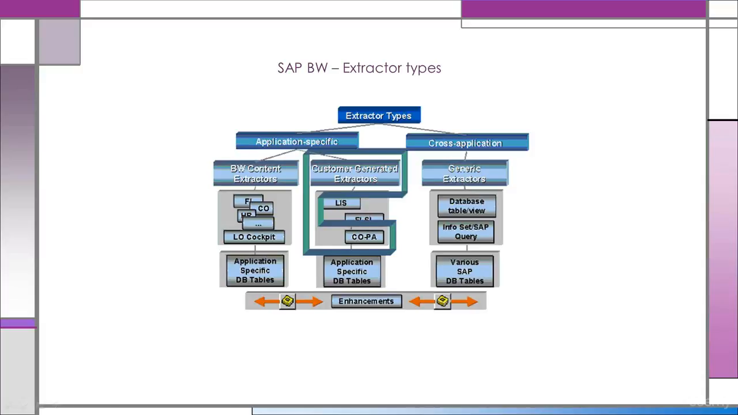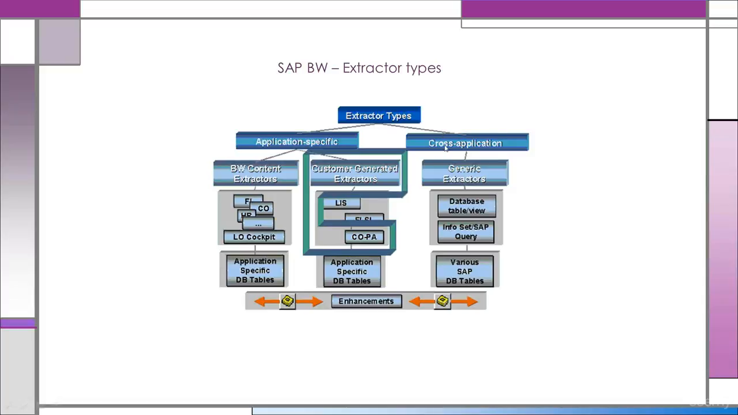So you need to do some additional activities or work to bring this data from ECC to COPA. So with respect to application specific, we have two. One is the content extractor, and one is the customer generated extractor.